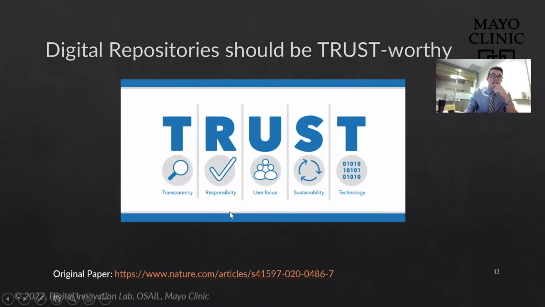Okay, and then the second criteria that NIH updated, I think last year, is their trust criteria. And trust stands for transparency, responsibility, user-focused, sustainability, and technology. And this pertains specifically to data sets that are being shared in public repositories. So things that you're publishing on the internet for other people to use.